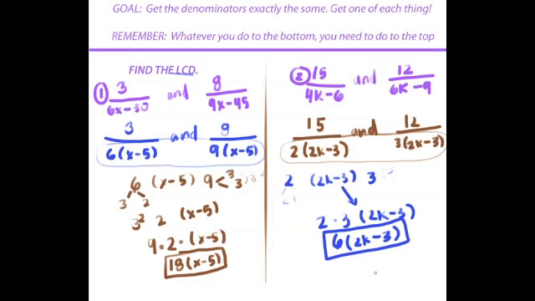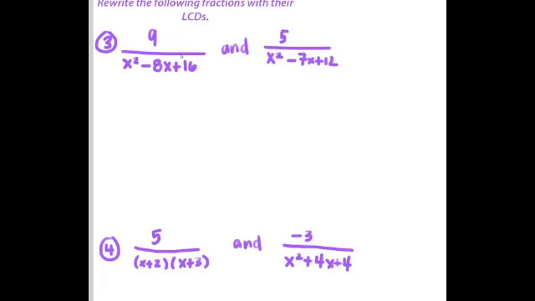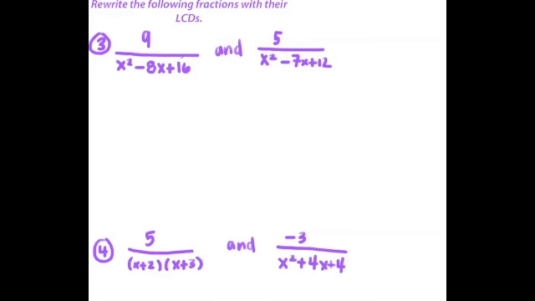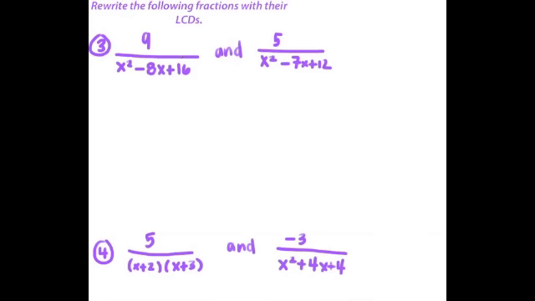What I want to show you guys right now is how to do this when we're fixing the numerator. The directions for this are to rewrite the fractions with their LCDs. So just like what we did in 1 and 2, we're doing something similar, but I'm going to show you how to change the numerators now. We're not just finding the least common denominator. So number 3, 9 stays.